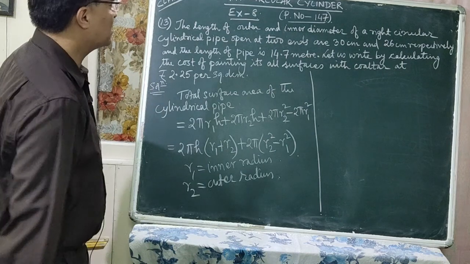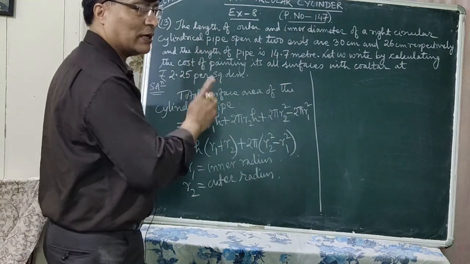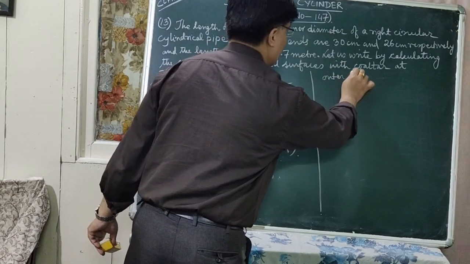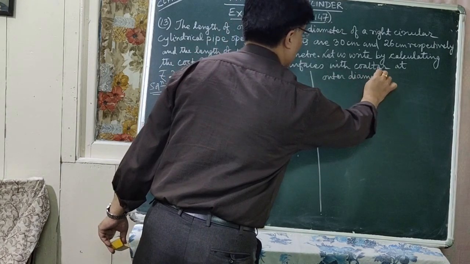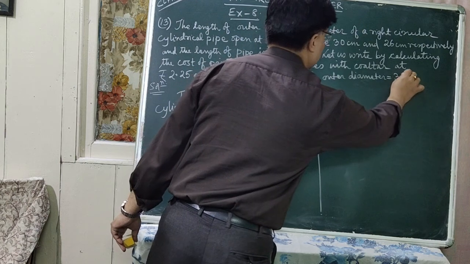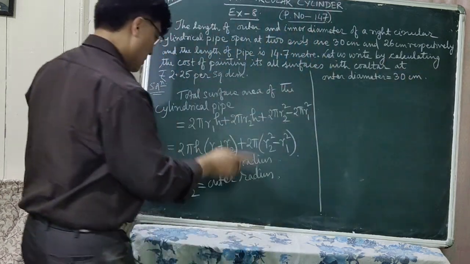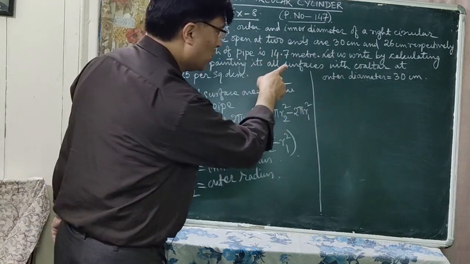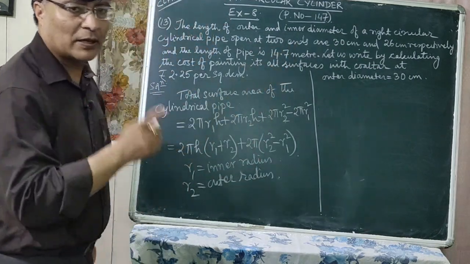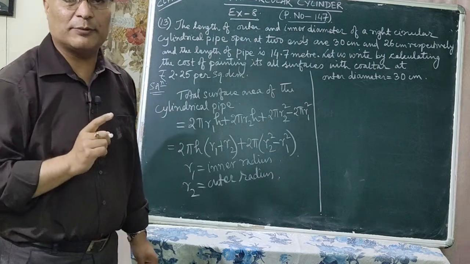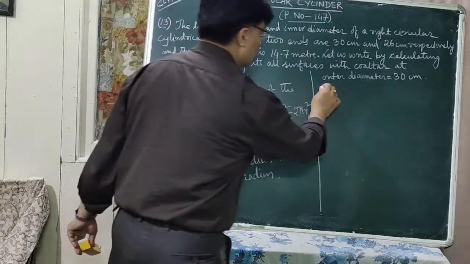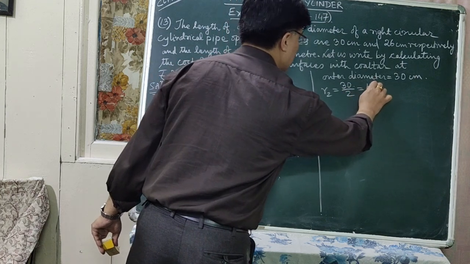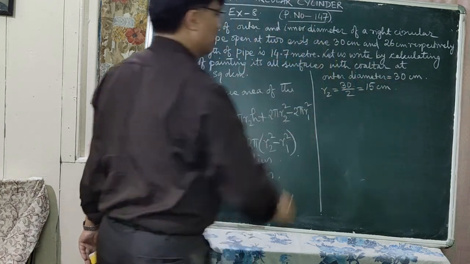Now in this case, what is the outer diameter? Outer diameter is 30 centimeter. So here we have taken R2 as the outer radius. Your outer diameter is 30 centimeter. Half of the diameter will give you the radius, right? That is R2. R2 is equal to 30 by 2, which is equal to 15 centimeter.